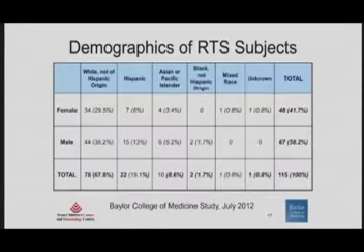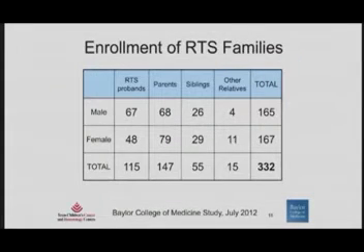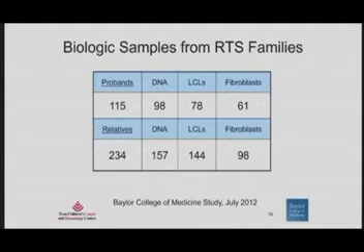listed here. These are our current demographics of RTS subjects enrolled in our Baylor College of Medicine RTS study. In total, we have 115 subjects with RTS. All races and multiple nationalities are represented. In addition to the RTS subjects themselves, we also enroll parents who are obligate heterozygotes, as well as full siblings and other relatives.